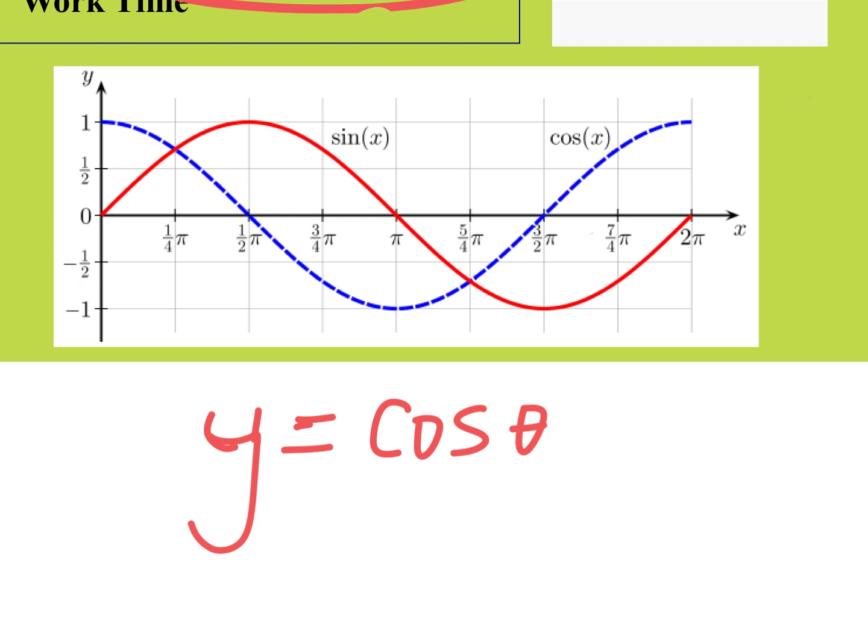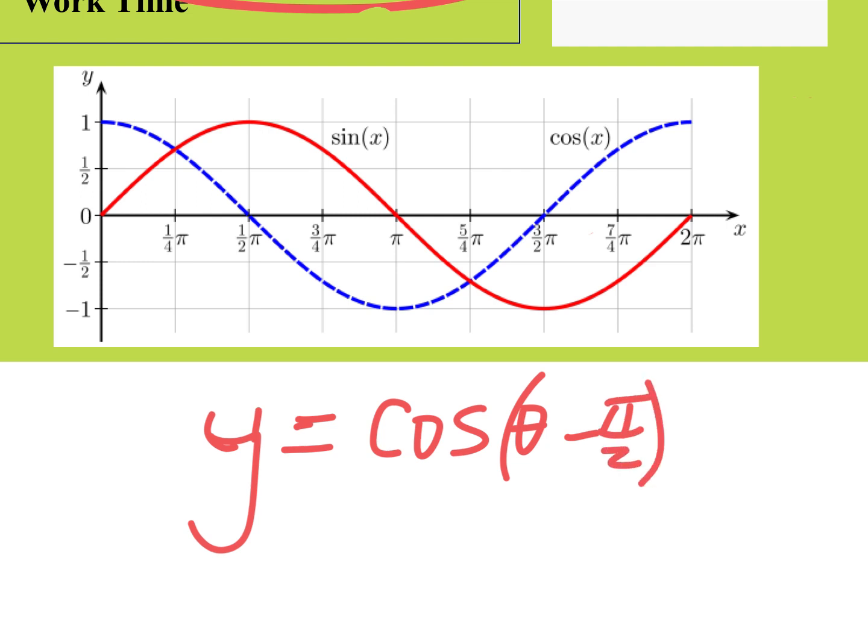Okay, let's see who's going to tell me. It's row 2, last person. Nico, that's you. Describe what you think is the right amount of shift to get cosine to be right on top of sine. Minus pi over 2. All right, minus pi over 2.